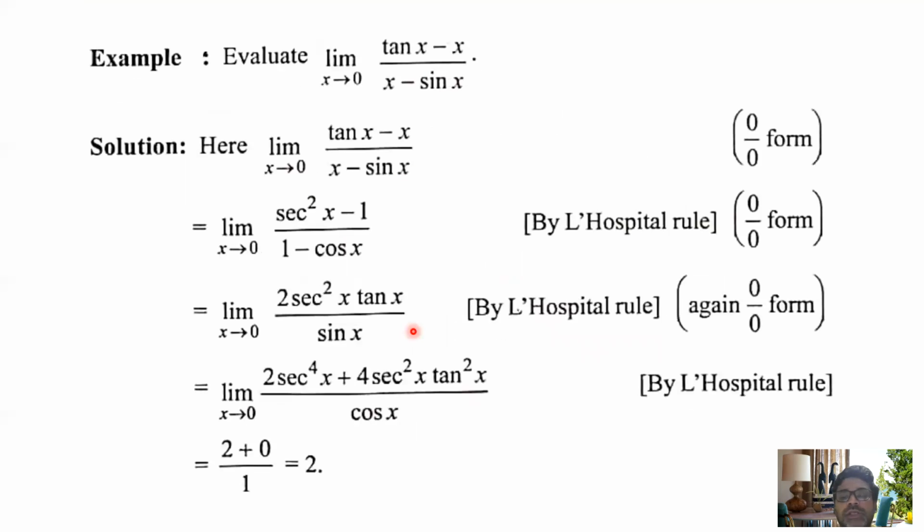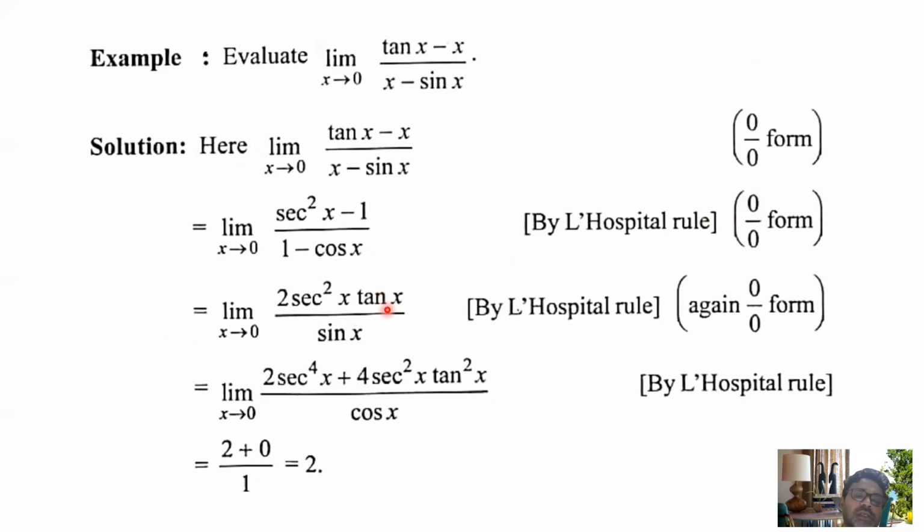Now the next example: evaluate the limit as x tends to 0 of (tan x - x)/(x - sin x). First you check: tan 0 is 0, minus x is 0, x minus sin 0 is 0. So ultimately it is 0/0 form. Now again L'Hospital's rule: the derivative of tan x is sec^2 x, minus the derivative of x is 1, and the derivative of x is 1, and the derivative of cos is sin x. So if I put x equals 0, sec^2 0 is 1, minus 1 is 0, and cos 0 is 1, 1 minus 1 is 0, again 0/0 form.